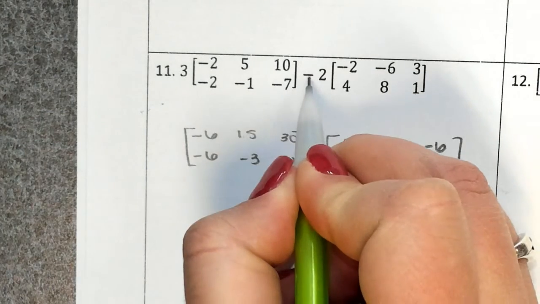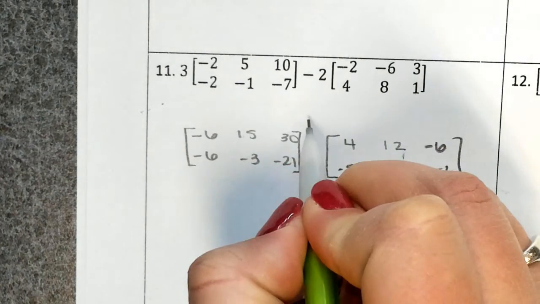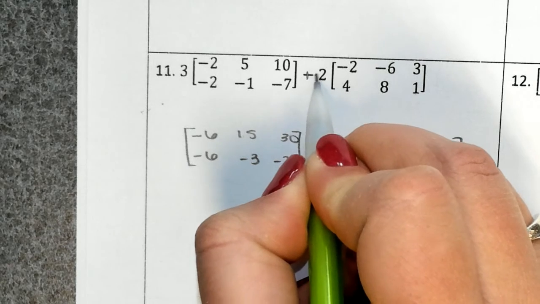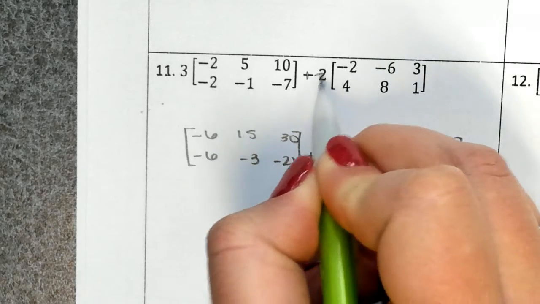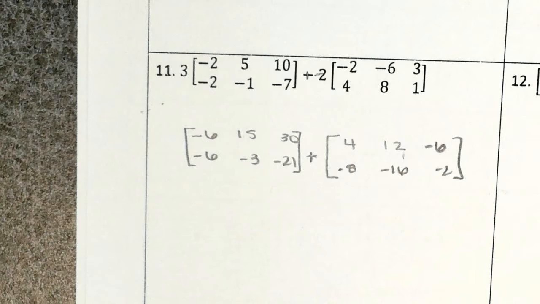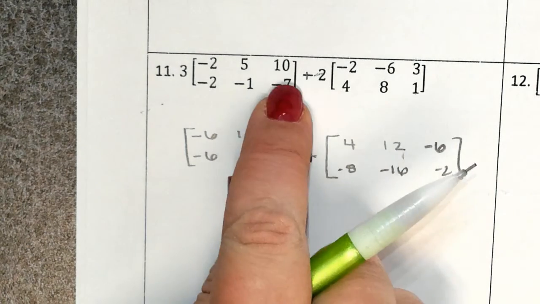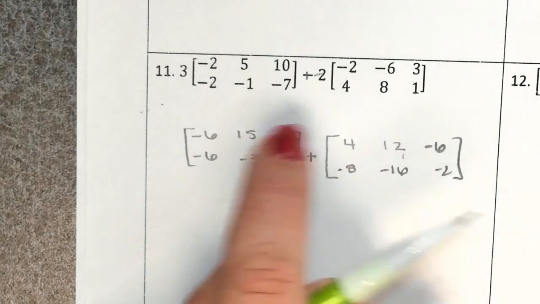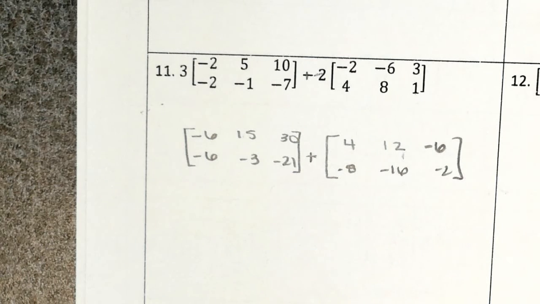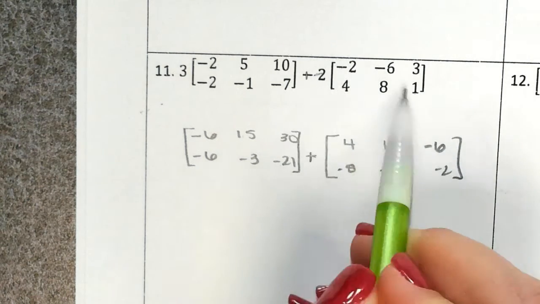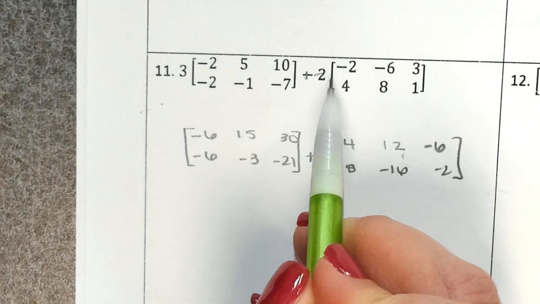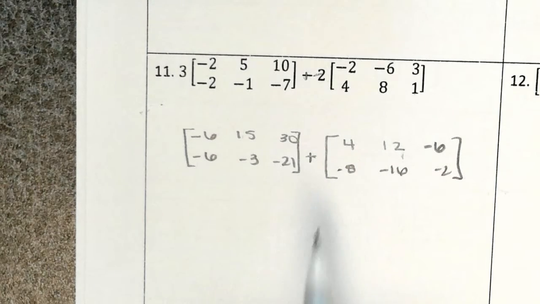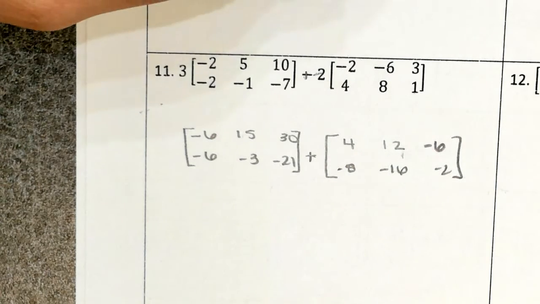If you are going to distribute the negative 2, you need to think about this as plus a negative 2 and distribute the negative 2 through, so that changes to an addition sign. If you leave it subtraction, then you'd have to only distribute the 2, not a negative 2. Okay, that's different. Some people are getting confused on that. If you are distributing a negative 2, change it to plus a negative 2 and then distribute the negative 2. So this is now an addition problem.